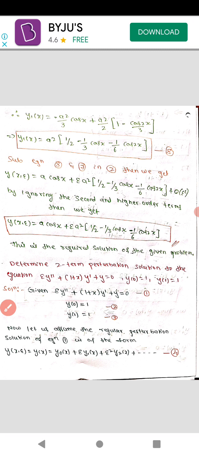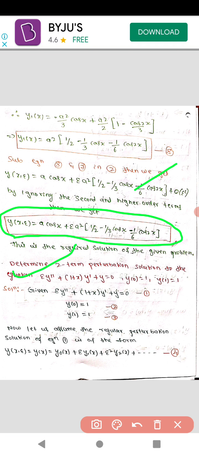Similarly, solve this problem. I have already solved it, so just go through this problem.